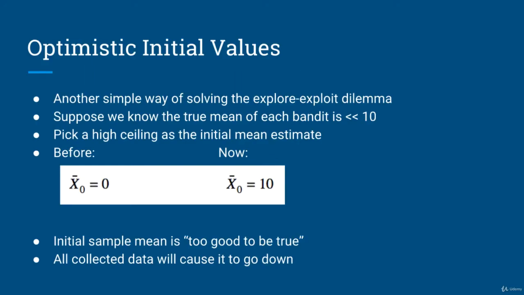Again, it's very simple. Suppose you knew the true mean of the bandits was much less than 10. The idea is, you want to pick a high ceiling for your initial estimate of the bandit mean, and then do your update based on that. We say this is optimistic because the initial value for the sample mean is too good to be true. Since it's too good to be true, the only thing that can ever happen is it will go down.